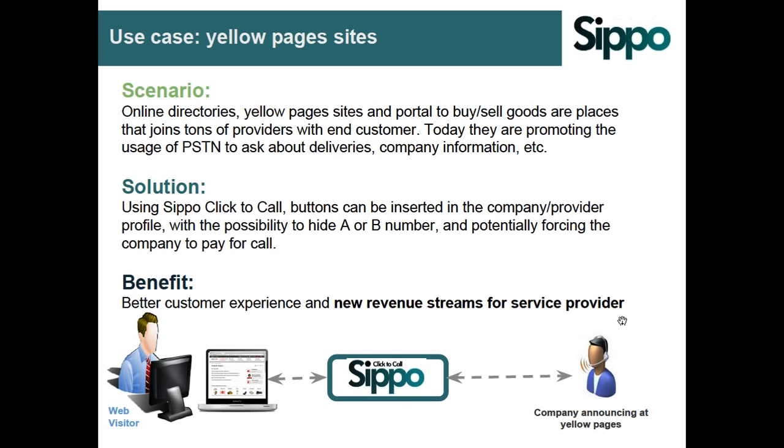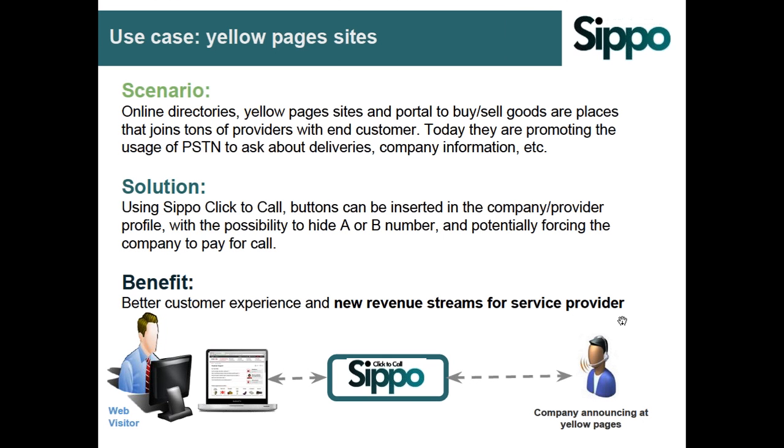Another use case that is working pretty well is the Yellow Pages sites. Imagine telcos that have this type of service. They have an online Yellow Pages service. People that are looking for the number of a business.